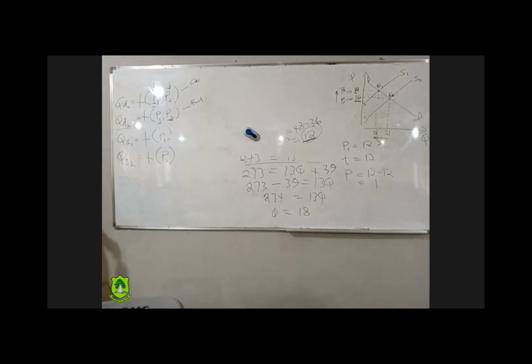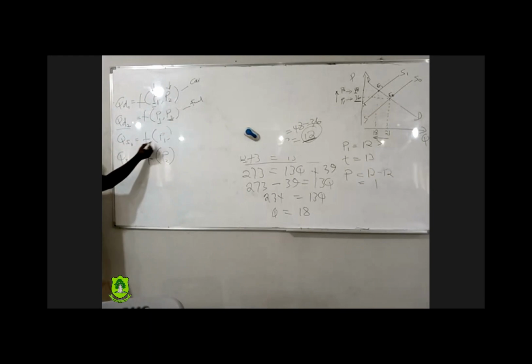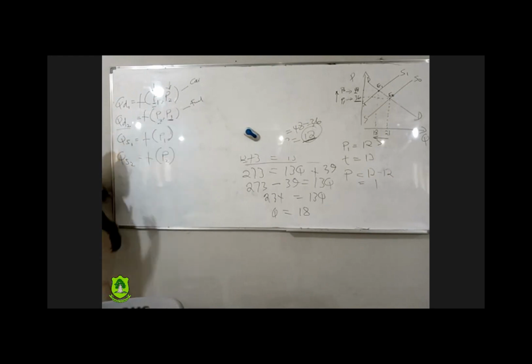So this is it. When you look at the supply side, the one here is the car. We are looking at the price of car, and the supply also depends on the price of fuel. It's the same illustration.